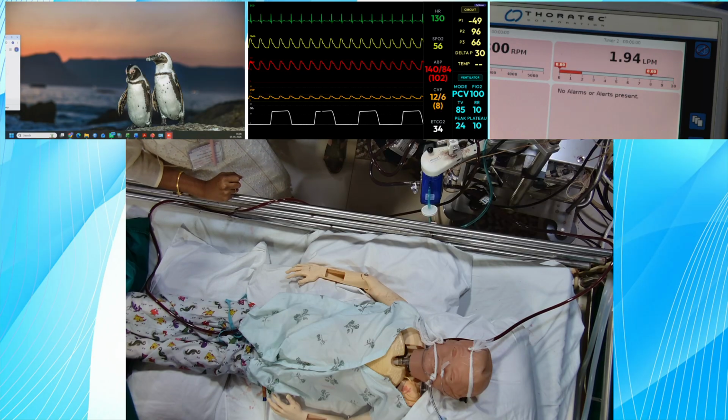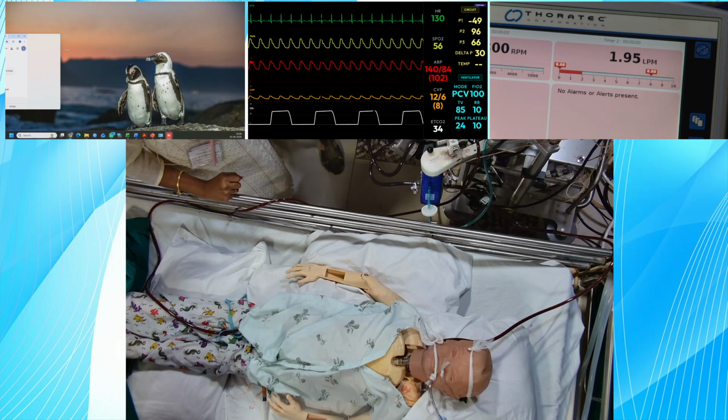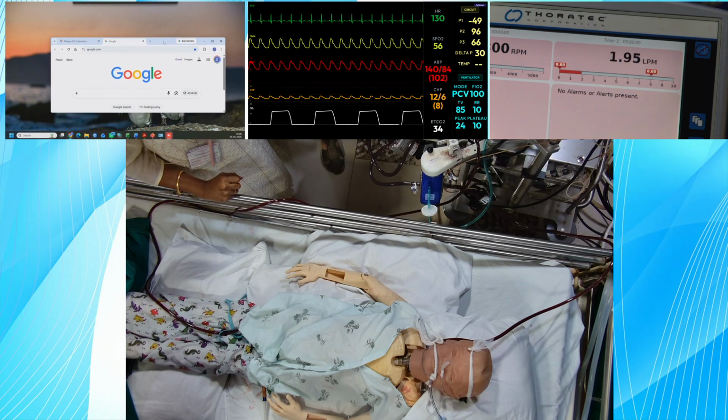Do it quickly. 56. So bilateral air entry is decreased. Okay. That is okay.